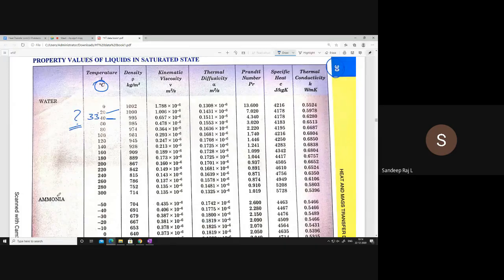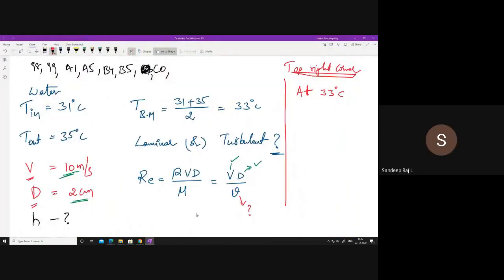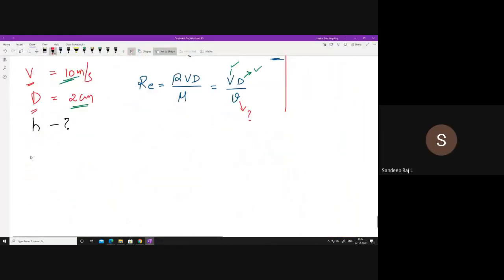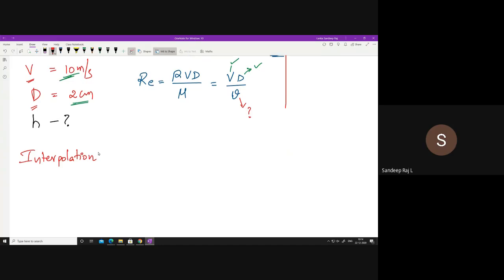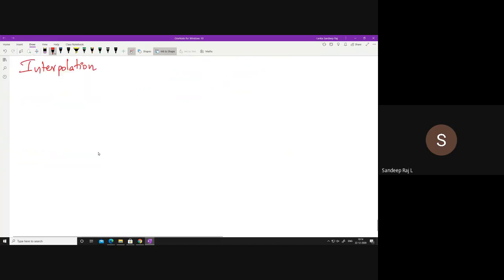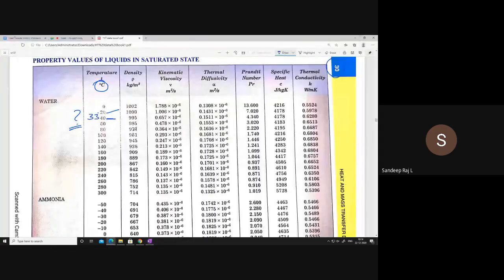If this is the case, what do you have to do? Somebody tell me. Interpolation. You have to do something called interpolation. I know that most of you must be knowing what interpolation is, but still I will teach you what interpolation is for the benefit of completeness. Whoever is not aware of it can also learn it easily here.